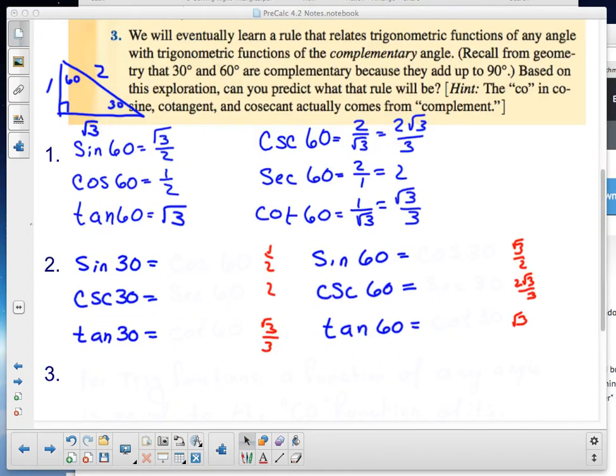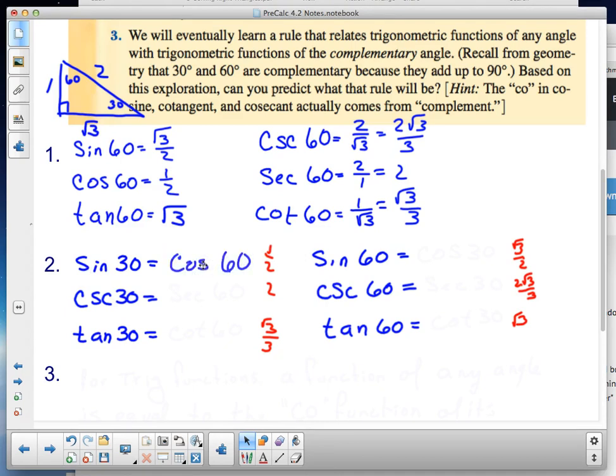Now, we've got the sine of 30, which is a half, the cosecant of 30 is 2, the tangent of 30 is the square root of 3 over 3. The cosine of 30 is the square root of 3 over 2, the secant of 30 is 2 over the square root of 3, and the cotangent of 30 is the square root of 3. But the sine of 30 and the cosine of 60 are the same. And incidentally, the sine of 60 and the cosine of 30 are the same.